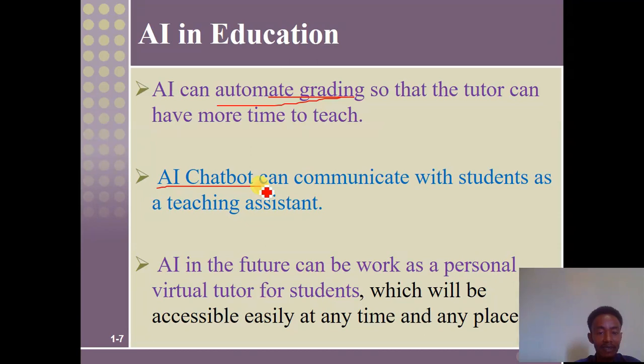Artificial intelligence chatbots can communicate with students as a teaching assistant. So in the future, it can work as a personal virtual assistant tutor for the student. Such chatbots are expected to take the place of the teachers in order to assist the students digitally with any questions they may have.